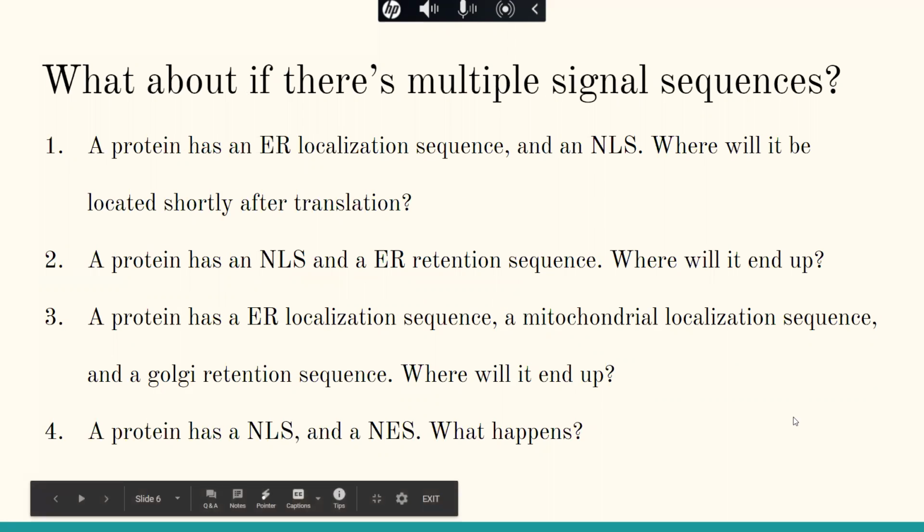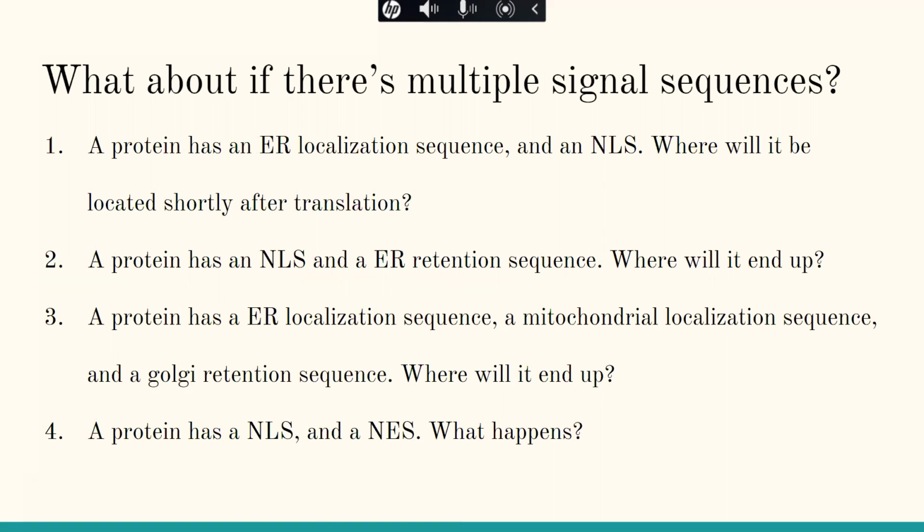So there can be multiple signal sequences on a protein. So what happens if there is? These are questions, right, Sebastian? Yeah, these are questions. Okay. All right. So Nikki, this kind of is on you, but you can either put it in the chat or answer, it's totally fine.